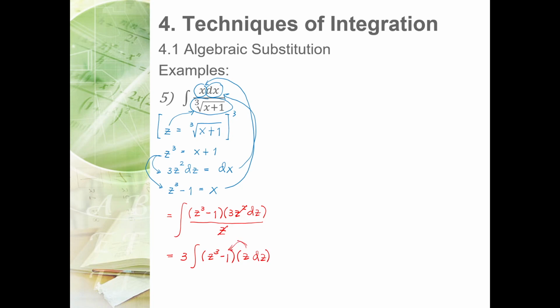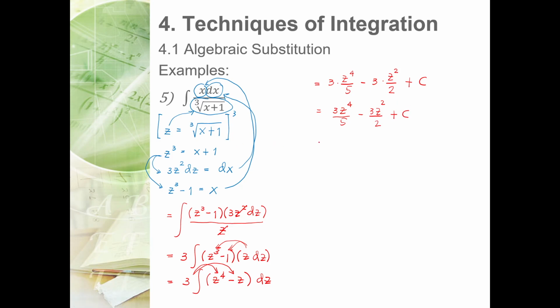So of course, distributing your z, so for it to be simpler, you have 3 integral of z to the fourth minus z dz. So integrating is, again, don't forget to multiply 3 to each term. So 3, then the integral of z to the power 4, that's z to the fourth all over 5, minus 3 times the integral of z, that's z squared all over 2, plus c. So this becomes 3z to the fourth over 5 minus 3z squared over 2 plus c.